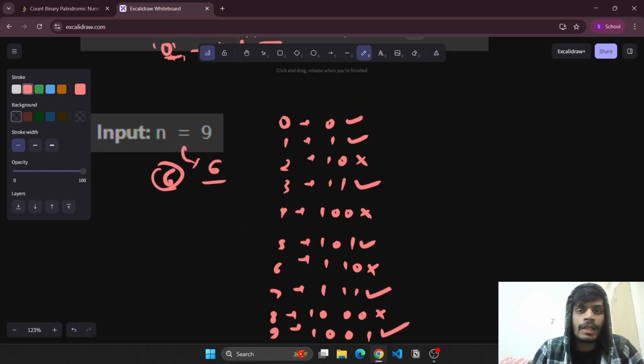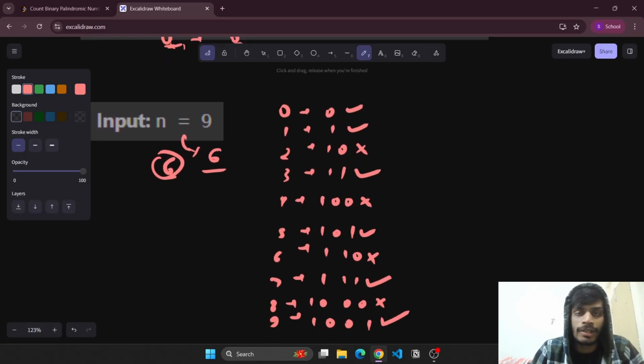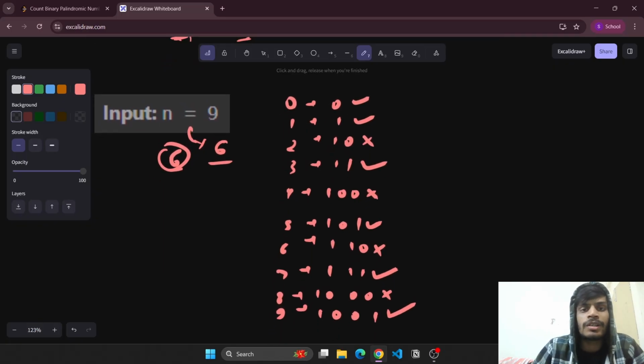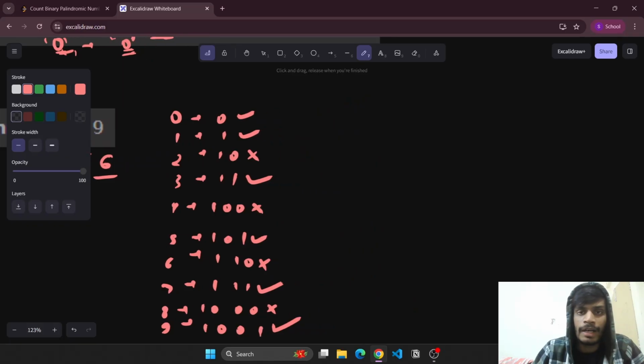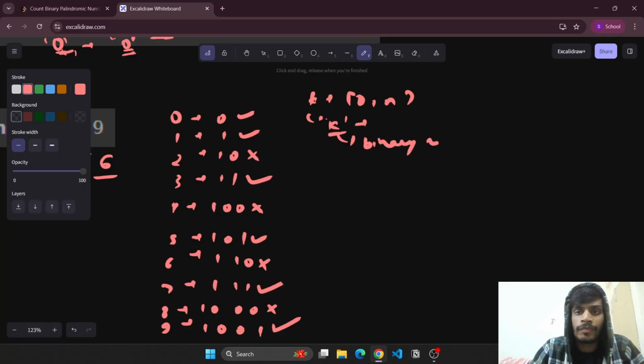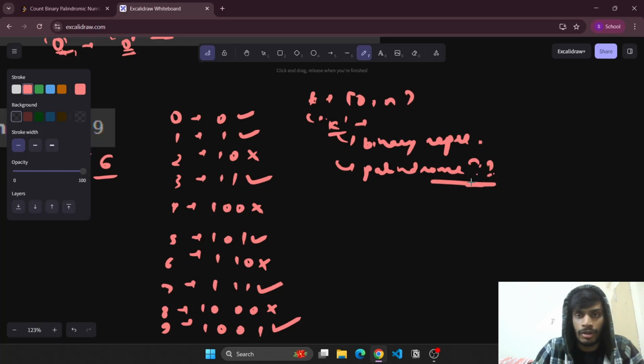So what will be the most naive way of solving it? We'll simply do what the question is asking us to do. We'll iterate for k from 0 till n, and for each k we'll construct the binary representation, and once we have this binary representation we'll see whether it is a palindrome or not.